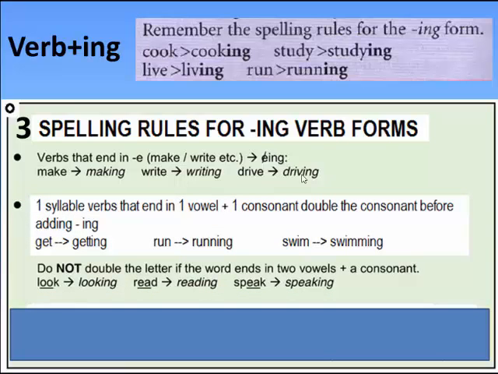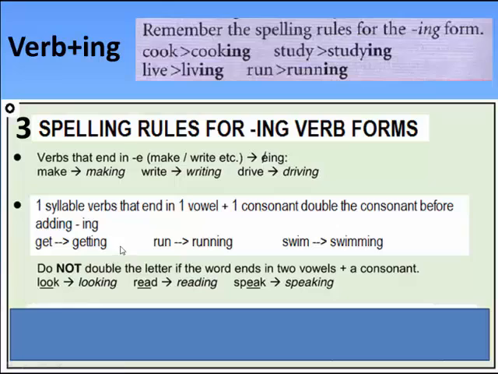Spelling rule number 2 says that when we have one-syllable verbs that end in vowel plus consonant, we need to double the consonant before adding ing. Run, one syllable. Vowel plus consonant, double the consonant. And here we have run, get, and swim.